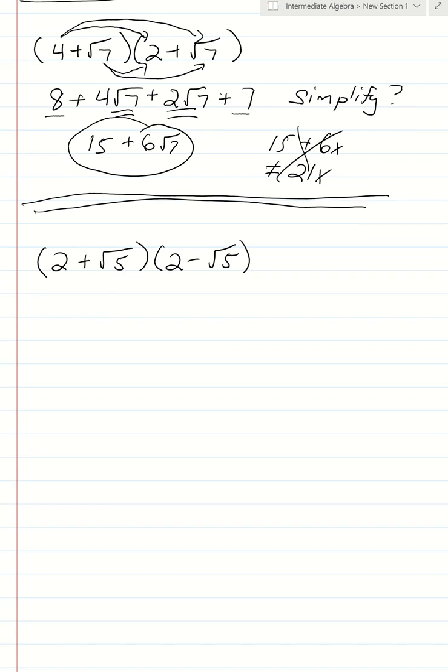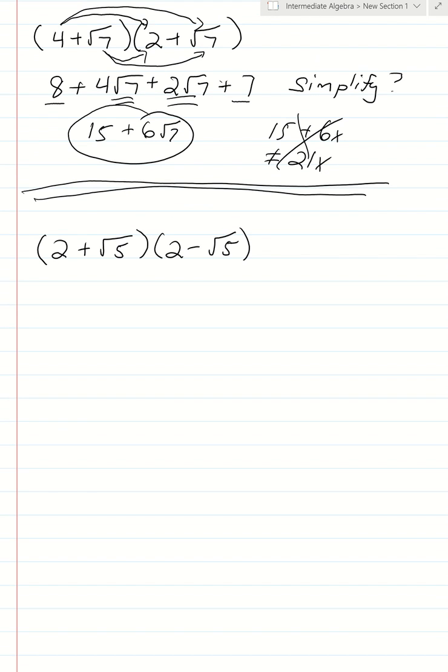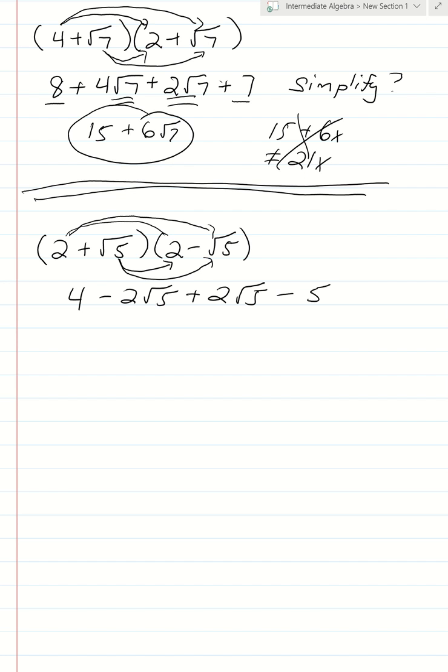Well, if we were to perform our multiplication, we have to multiply, of course, the 2 with the 2. That gives you 4. 2 times the negative square root of 5 is a negative 2 square root of 5. Then, of course, we have to multiply the square root of 5 times the 2, and that would give you a plus 2 square root of 5. And then the positive square root of 5 times the negative square root of 5 is a negative 5. You have to be very careful of your signs.